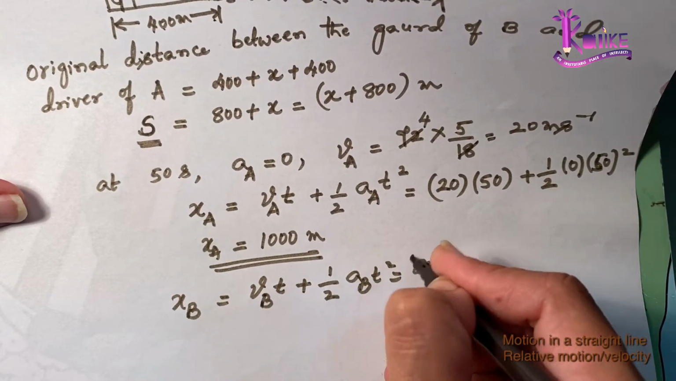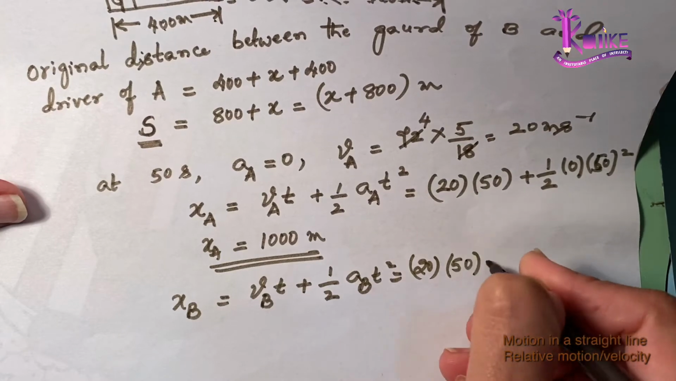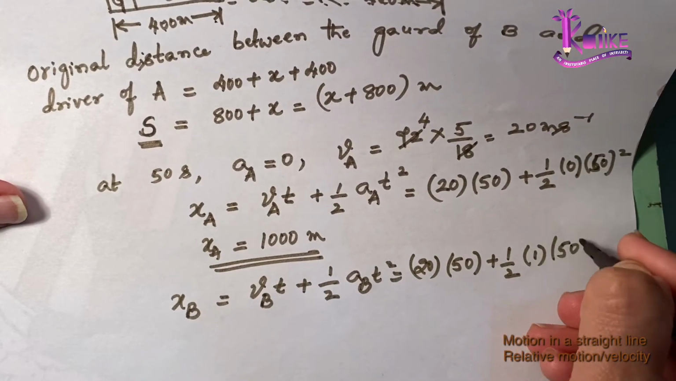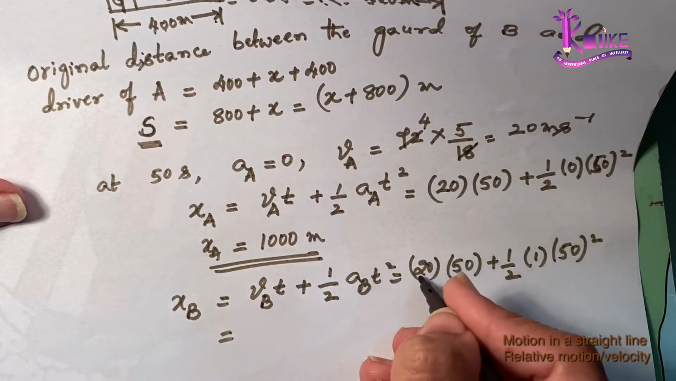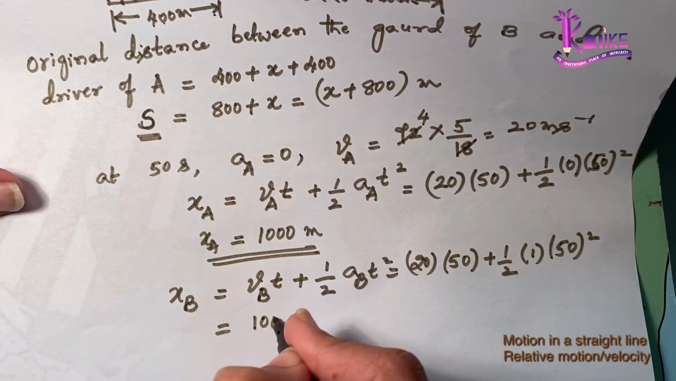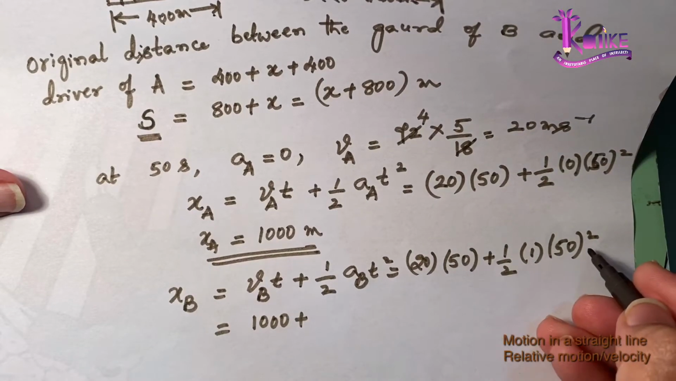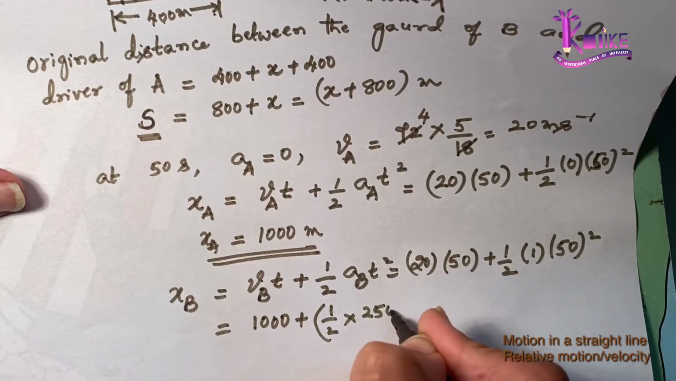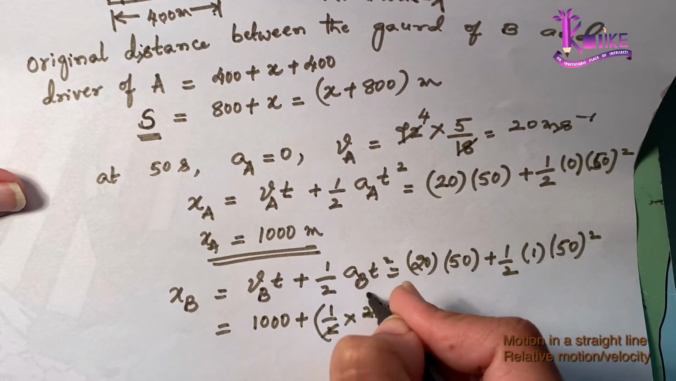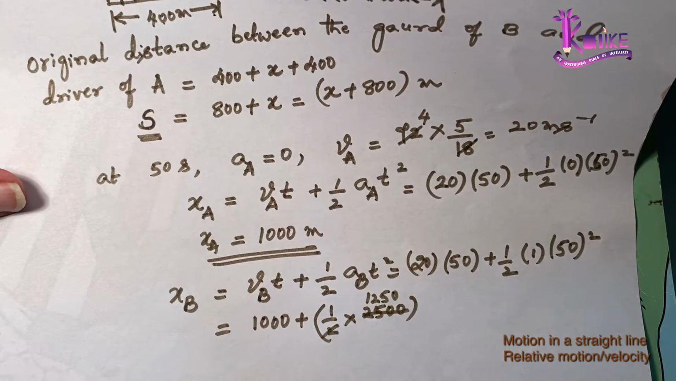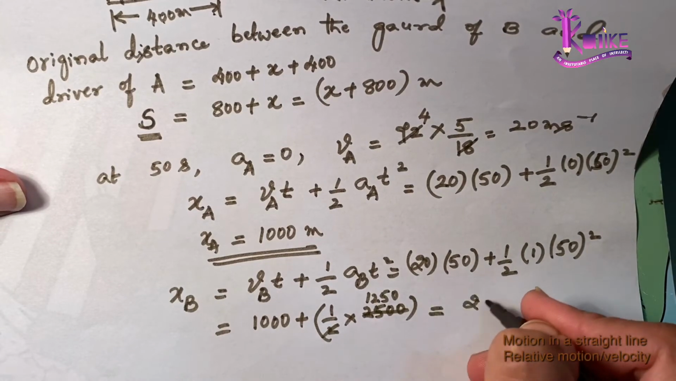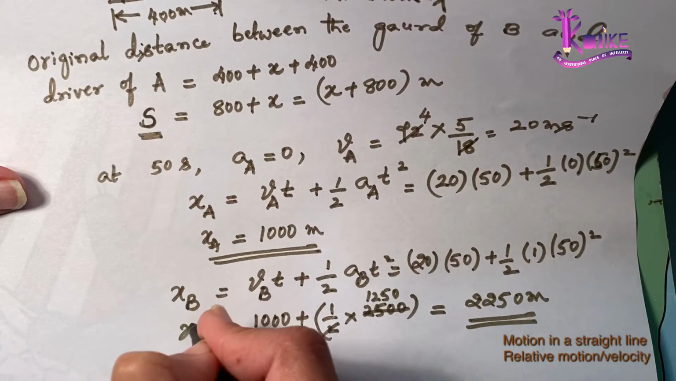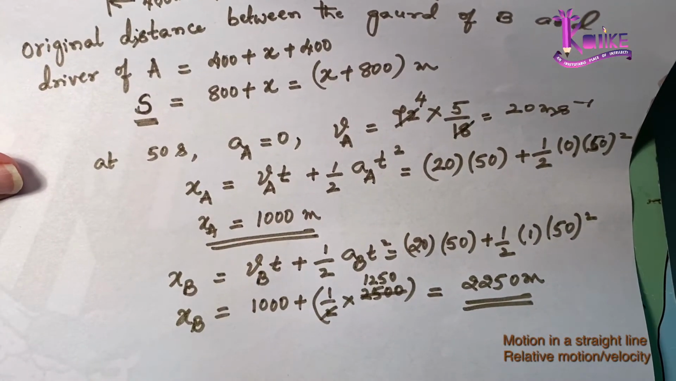They are moving with uniform speed. This is 50 plus half into acceleration for B, which is 1 meter per second square, into 50 square. Now 20 into 50, as we know, is 1000, plus half into 50 square is 2500. So if you divide this, it will be 1250. So it is 2250 meters. So this is XB.